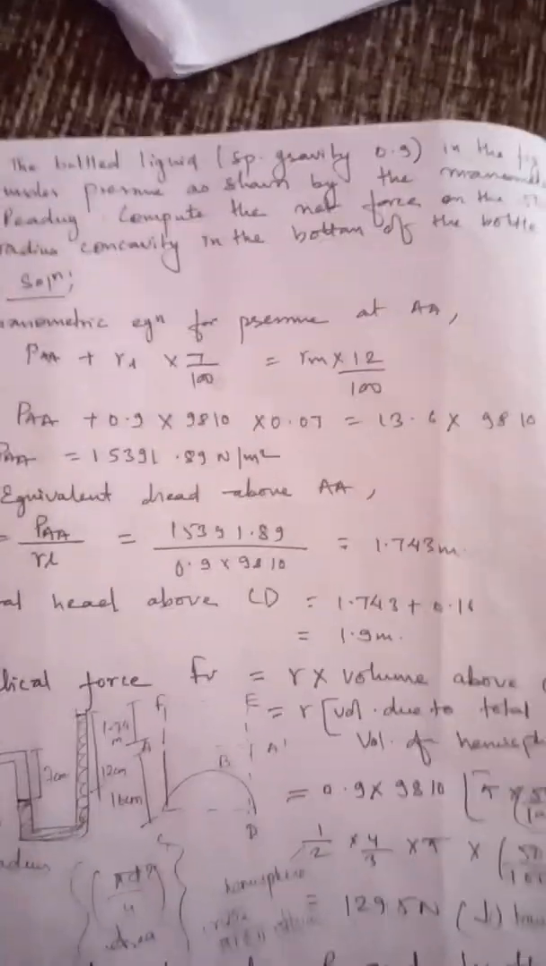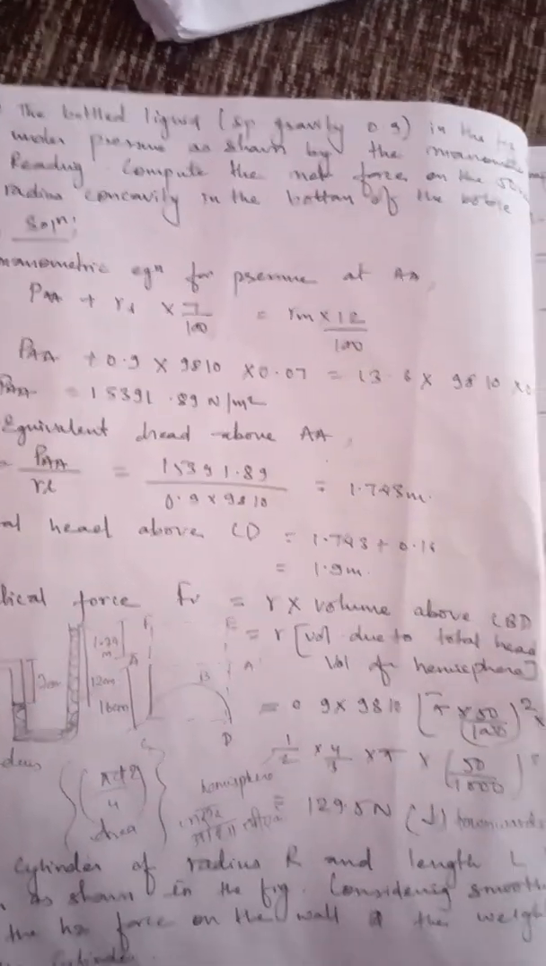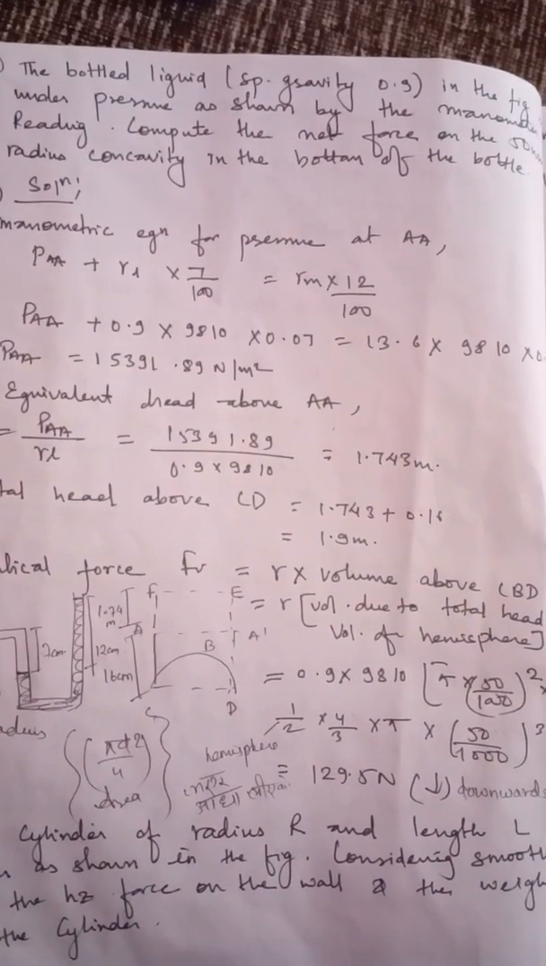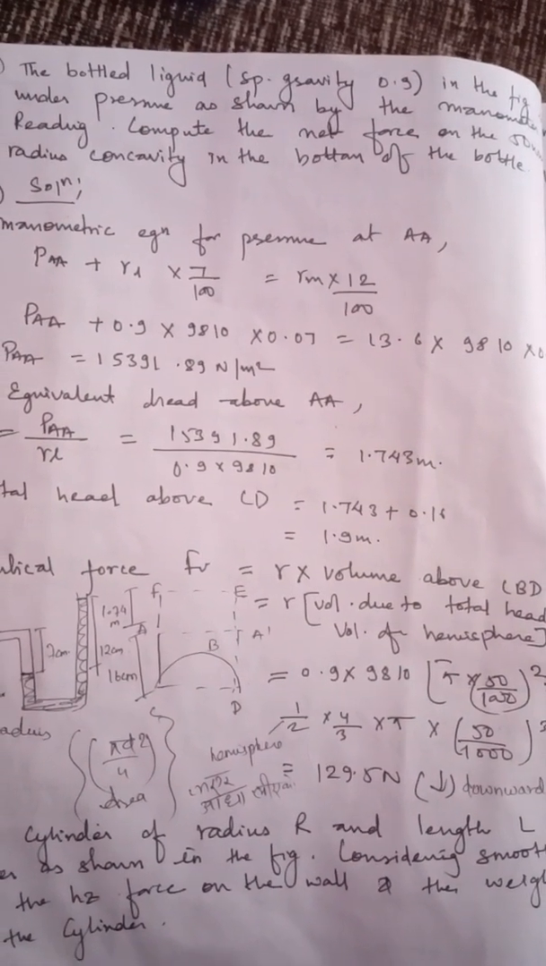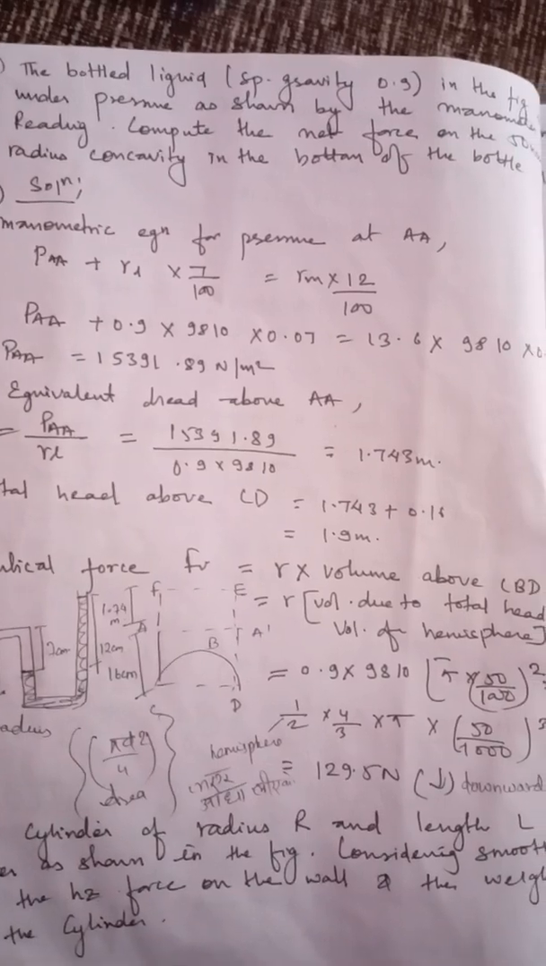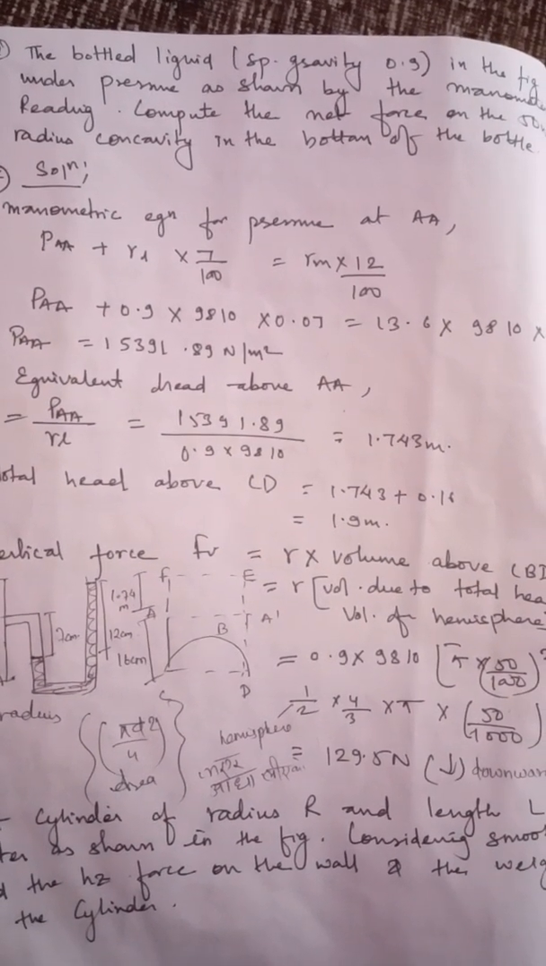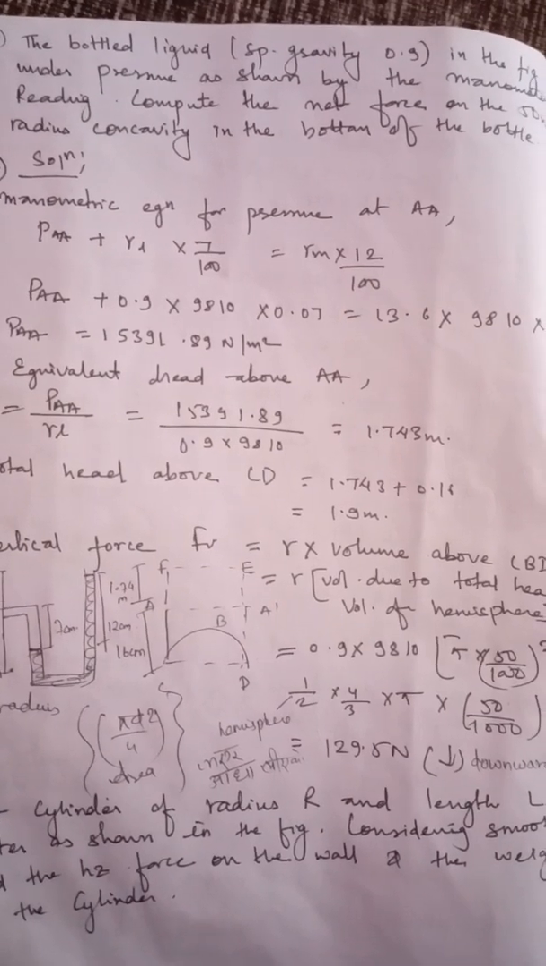Now you can again go through the manometer one. The bottle liquid in the figure is under pressure as shown by the manometer reading. Compute the net force on the 50 mm radius concavity in the bottom of the bottle. So what does it say? You can find gamma L, P AA value. Where can you find it? It can be found very easily.